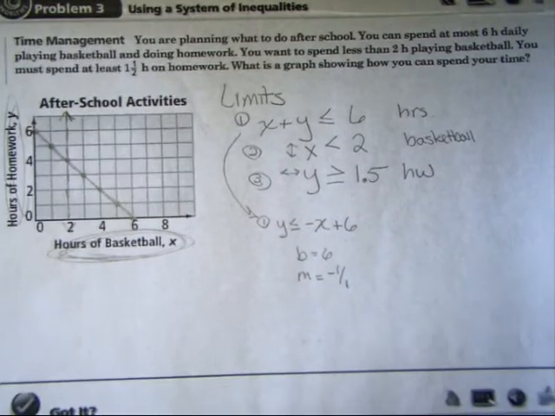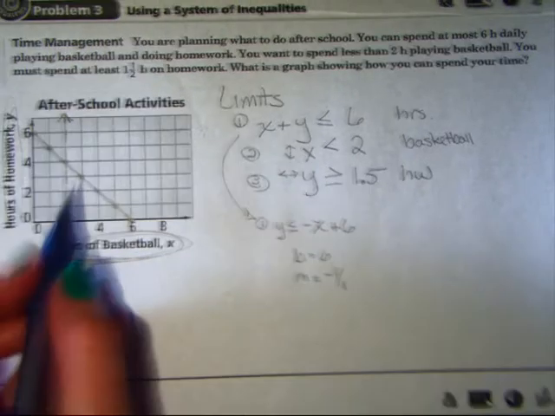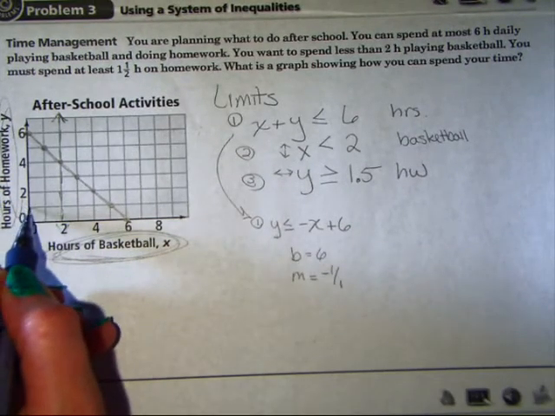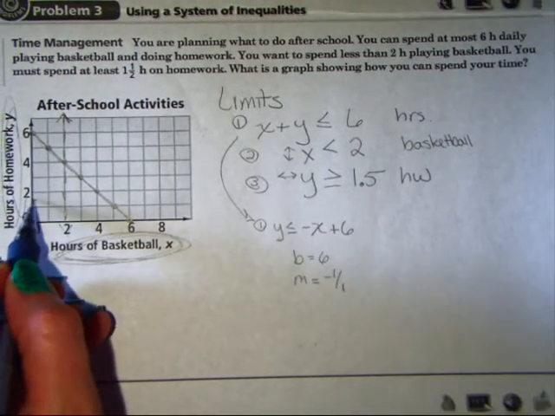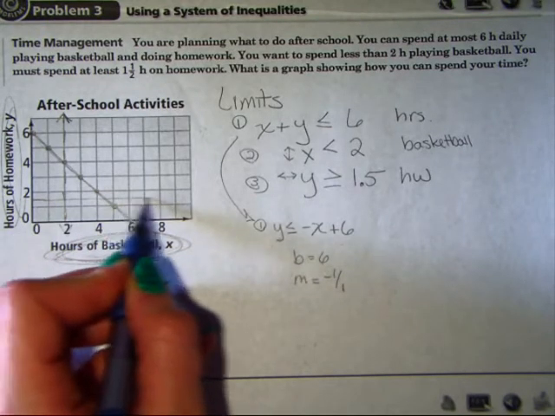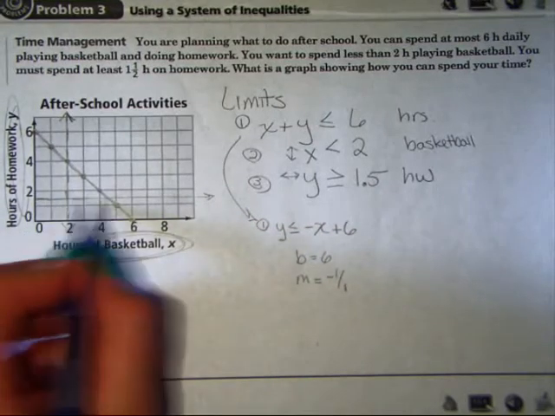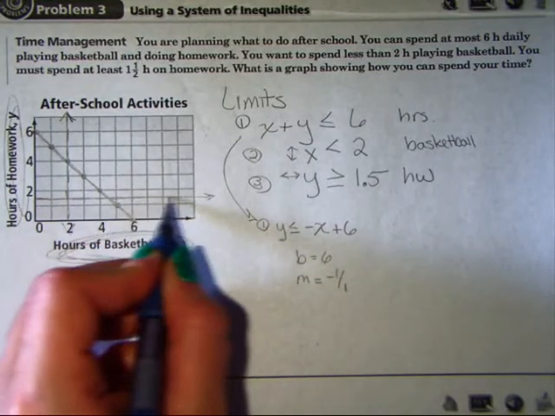And then the last one, oh, it got very dark. The last one is Y is greater than or equal to 1.5. So you go to where Y is 1.5, so here's 1, so here's 1.5. And this is a solid line this time. I'm only going to draw my arrow towards the positive way because, again, you can't have negative time.